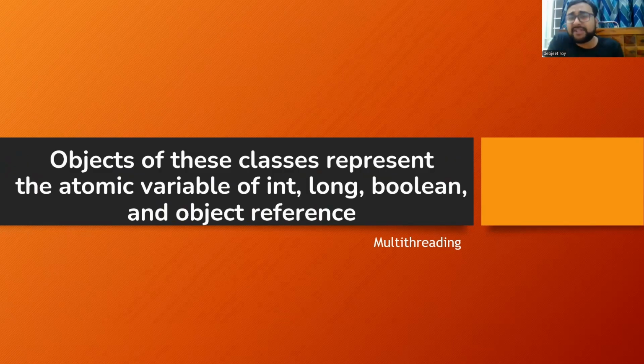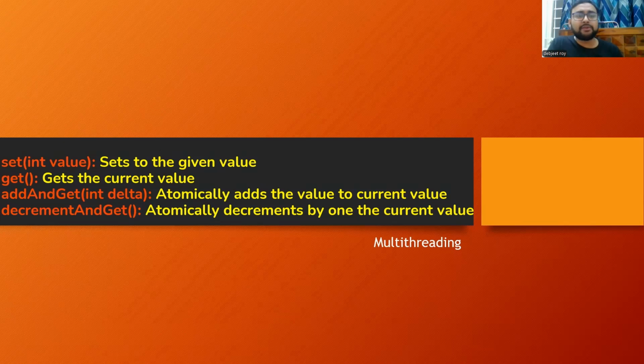The objects of these classes basically represent atomic variables of int, long, boolean, and reference. These are some of the most commonly used methods, and I have basically used addAndGet and decrementAndGet. Set and get also need to be understood. Set and get are just like getter and setter. You are setting some fields in an entity class or DTO class. Similarly, you are setting the value. Get means you are getting the current value.